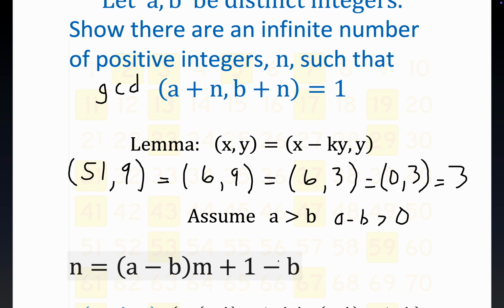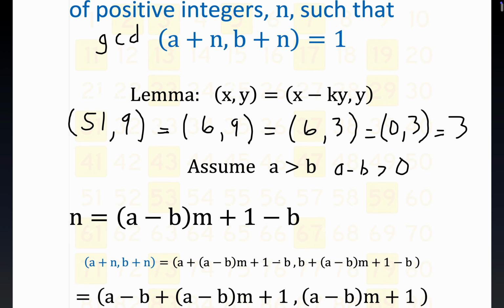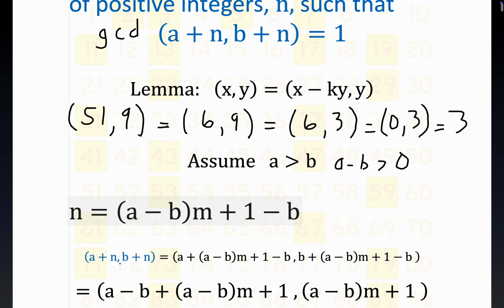Now, let's check this out using this lemma. Here's our original problem. We've chosen N to be this. And by the way, you would have to choose M to be big enough to where this would be positive, right? Remember, we want N to be positive.